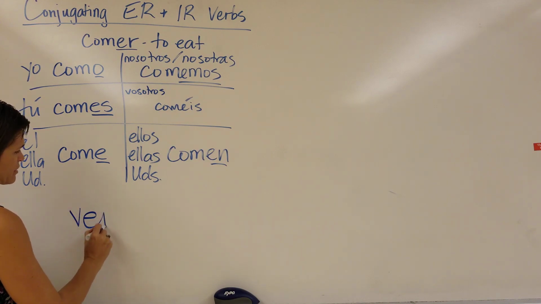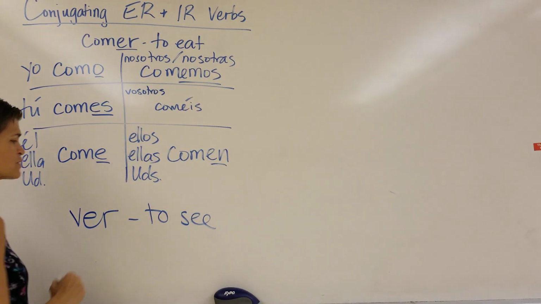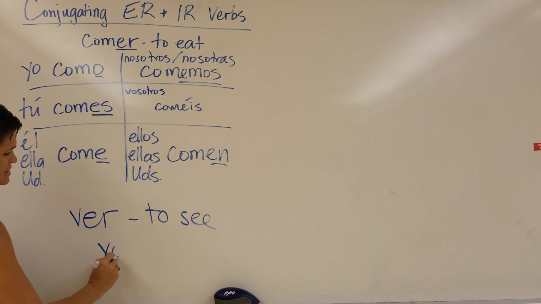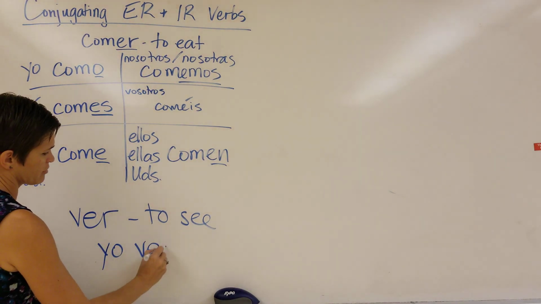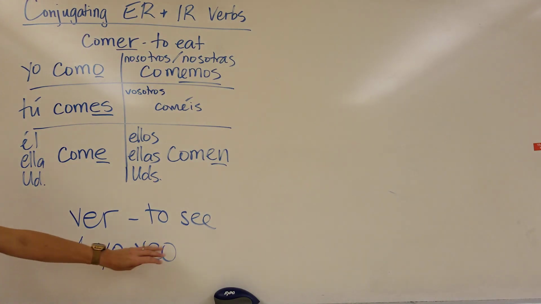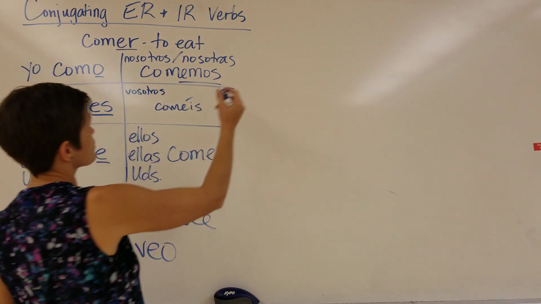That's the verb ver. Ver means to see. It is regular in all of its forms except for the yo form. If I want to say that I see, it's yo veo. If we do this one normally and we take off the ER, it would just be yo vo, and that's not what it is. So we've got to remember that this one has a slight irregularity to it, the verb ver. So that's how we do ER verbs.